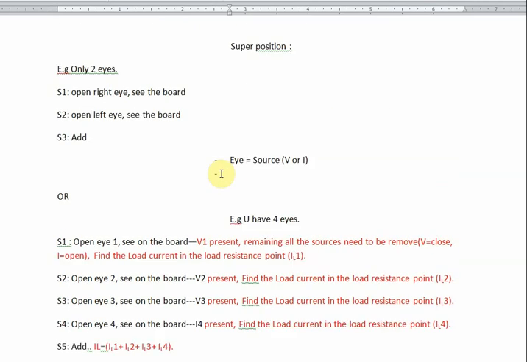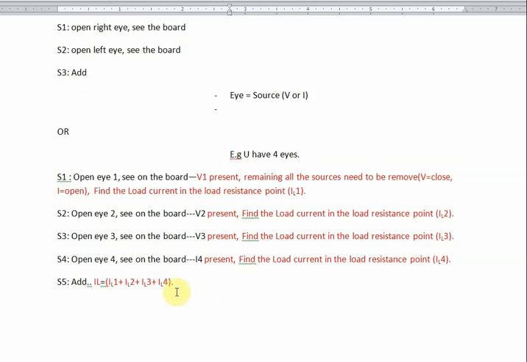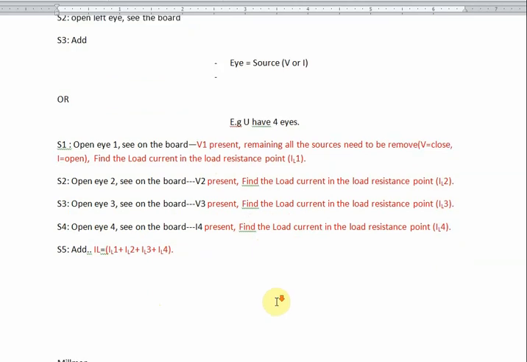So we discussed the superposition theorem. Here also you find IL. You can use Kirchhoff's voltage law to cross-check whether your load current is correct or not. You find load current 1, load current 2, load current 3 across the load resistance. In your circuit, wherever the load resistance is mentioned, across that you find it.